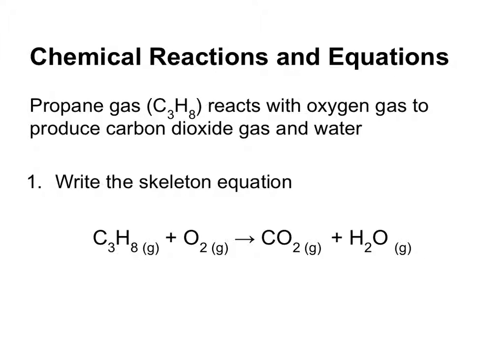So if you don't have a skeleton equation, that's where you start. Put it into an equation. It's not at all balanced. Right, you've got very different numbers on either side, and we're going to fix that. But this is the starting point for balancing an equation.